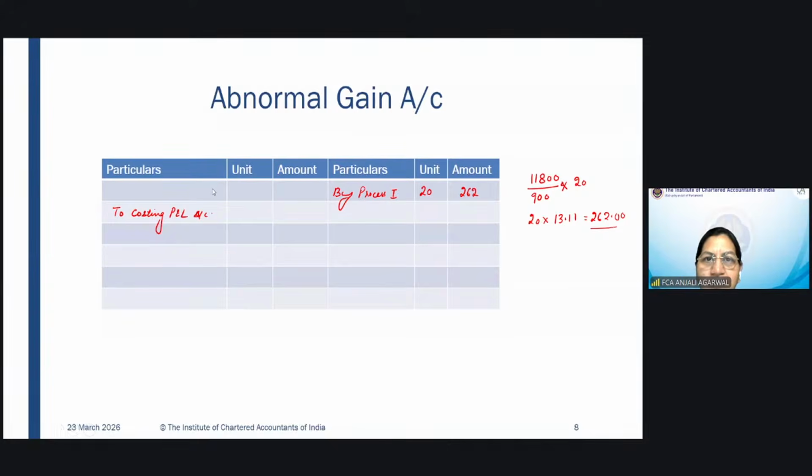Once again, we have a message in the chat window. What does it say? Abnormal gain can also be called abnormal effectiveness. Yes, we can call it either abnormal gain account or abnormal effectiveness account. So this will be your profit, but out of this 262, we will charge from the normal loss account the 20 units, which could have been sold for 40, is not what we are going to get now. So our true profit is only 222.